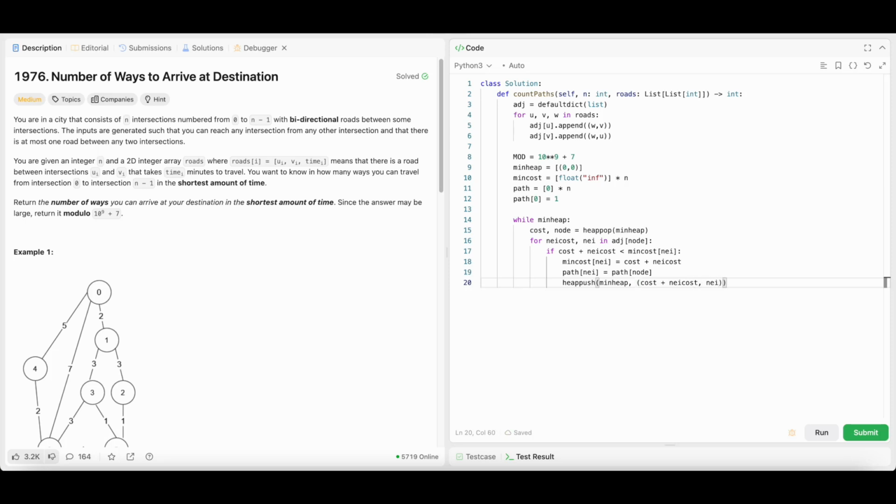And also another case is if the cost plus the neighbor cost is equal to the minimum cost at that neighbor, then we need to update the number of ways it takes to reach that node. So path of neighbor would be equal to the path of neighbor plus the path of node. And we will mod by the mod variable in case the number is too large, and then we can return the last element in path. So path of n minus 1. Let's see if it works.